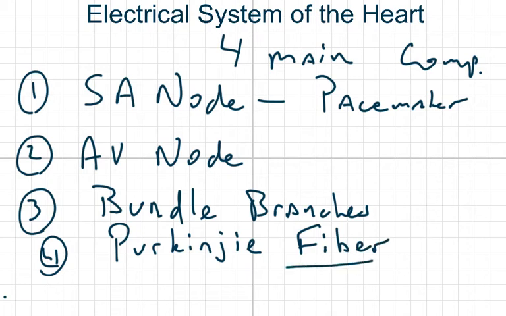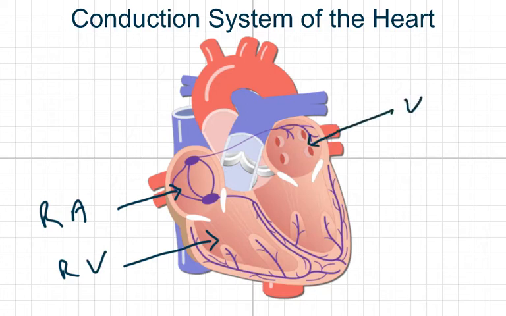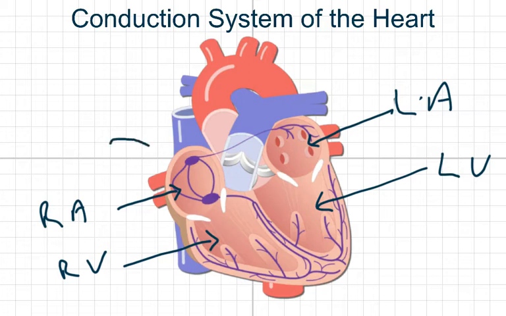So now that we've laid out the four different components of the electrical system of the heart, let's lay these out into where they're at in the associated anatomy of the heart. So let's do a quick review. As we know right here, this is the right atrium. This is our right ventricle. This is our left ventricle. Left atria. And this is our left ventricle, right? And so right here at the top of the right atria, we have the SA node.